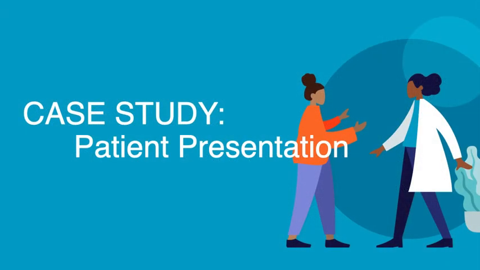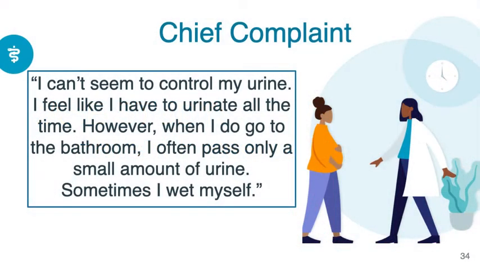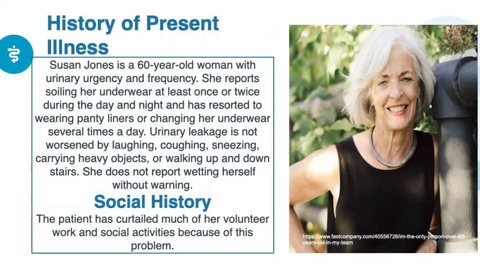On the next part, we will be presenting a case study relating to urinary incontinence. The chief complaint: I can't seem to control my urine. I feel like I have to urinate all the time. However, when I do go to the bathroom, I often pass only a small amount of urine. Sometimes I wet myself. Susan Jones is a 60-year-old woman with urinary urgency and frequency.